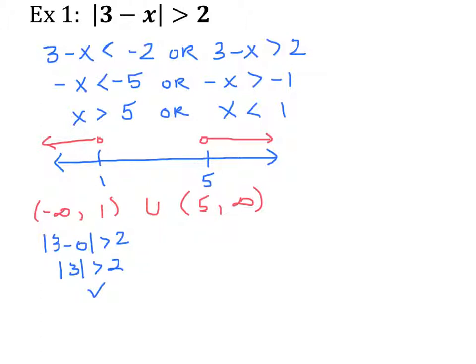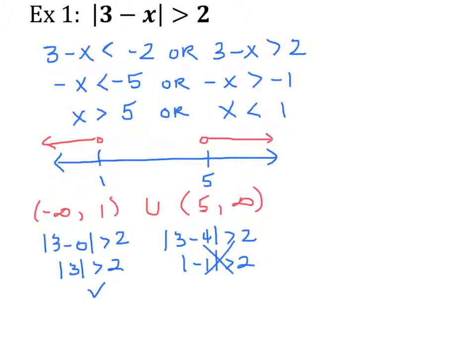Now let's look at one in between from 1 to 5. So let's use 4. So I'm going to plug in 4 for x. And the absolute value of -1 is not greater than 2. So there is not a solution in that region.